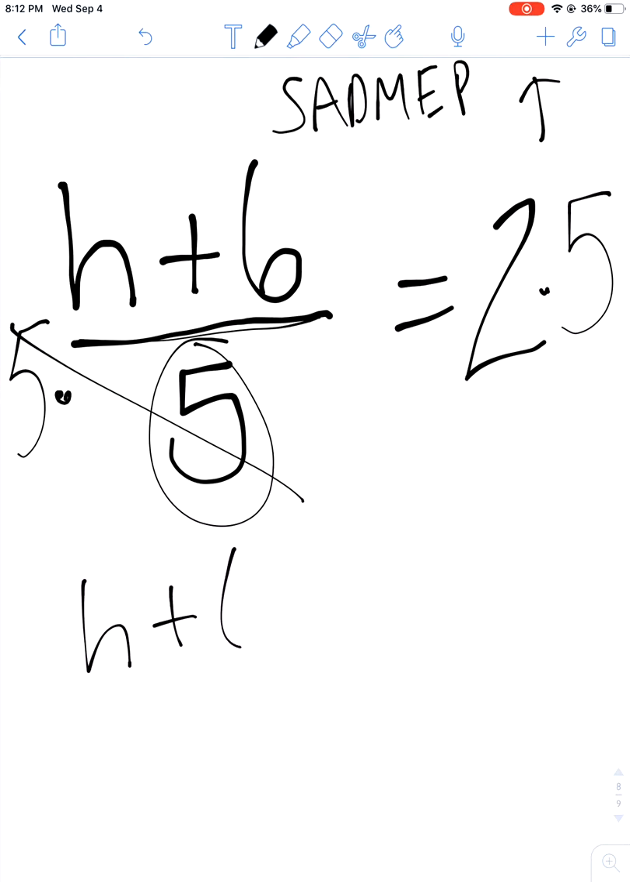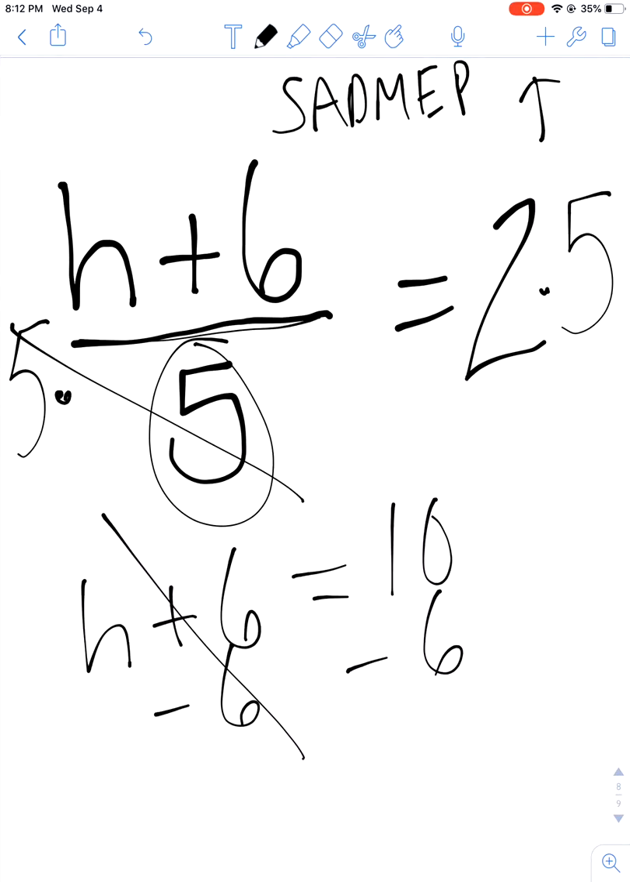Rewrite what's left on this side. Simplifying the other, 2 times 5 is 10. And now my last step, just subtract. That's an inverse, so that cancels. I'm just left with h. And 10 minus 6 is 4.